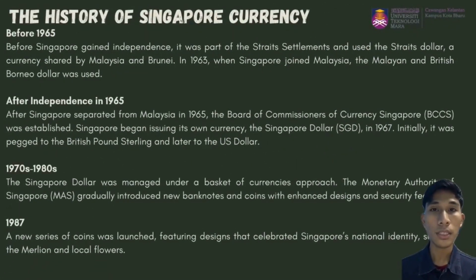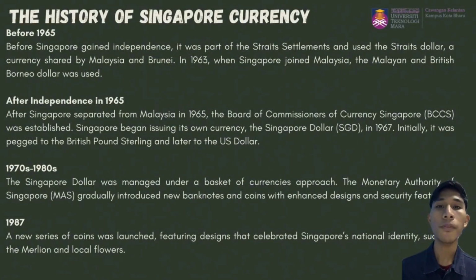Next, I want to share the history of money in Singapore, from before independence to today. Before Singapore became independent, which is before 1965, it was part of the Straits Settlement. At that time, the currency used was the Straits dollar, which was also used in Malaysia and Brunei. In 1963, when Singapore joined Malaysia, they started using the Malayan and British Borneo dollar. After independence in 1965, Singapore separated from Malaysia. It became an independent country.